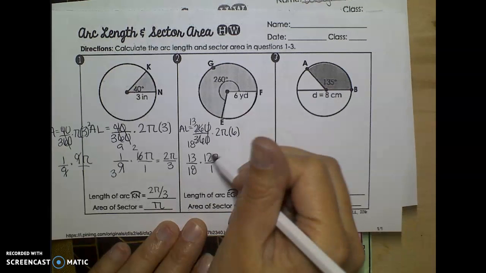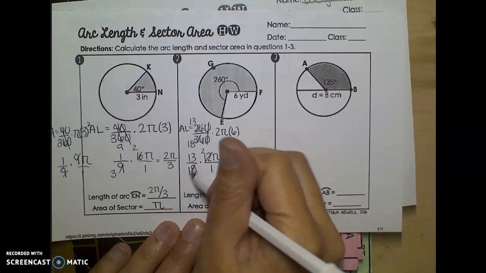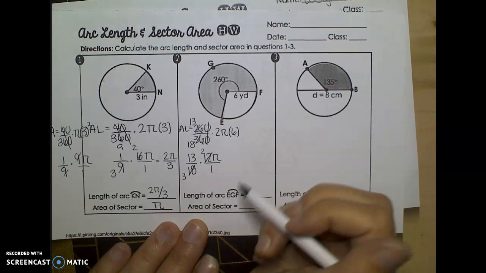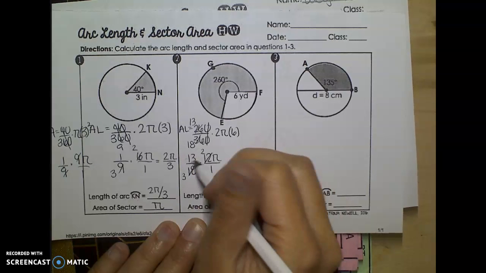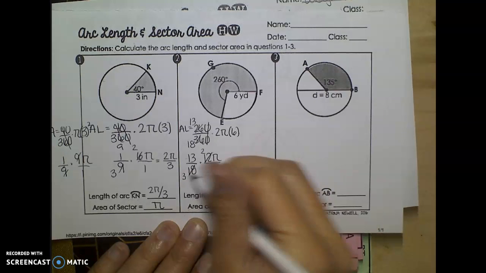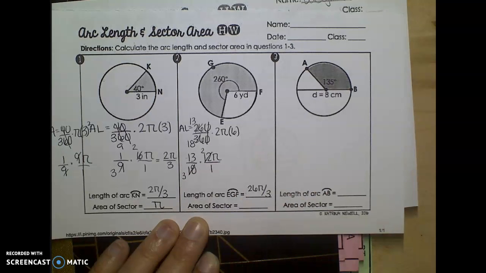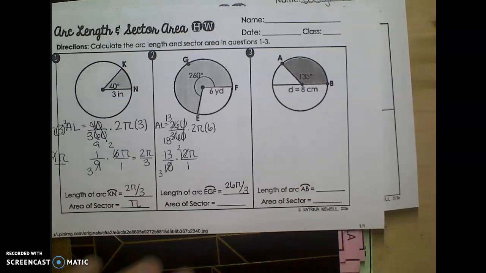And then I notice that 6 can go into the 12 and 18. So 2 times here, 3 times there. And then I can't reduce anymore, and so across the top I got 13 times 2, so 26 pi, and on the bottom I just have a 3. And I'm cool with you just leaving it as the exact answer.